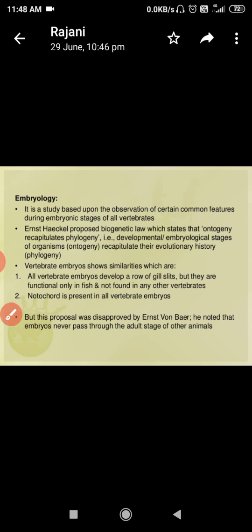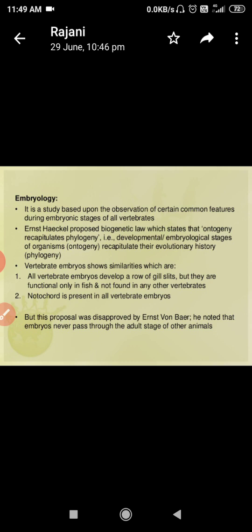Okay, now let's move to the next one, embryology. It is the study based upon the observation of certain common features during embryonic stages of all vertebrates. Ernest Haeckel proposed the biogenetic law which states that ontogeny recapitulates phylogeny. That means developmental or embryological stages of organisms recapitulate their evolutionary history.